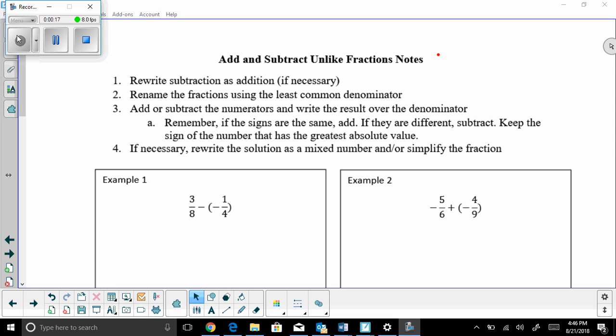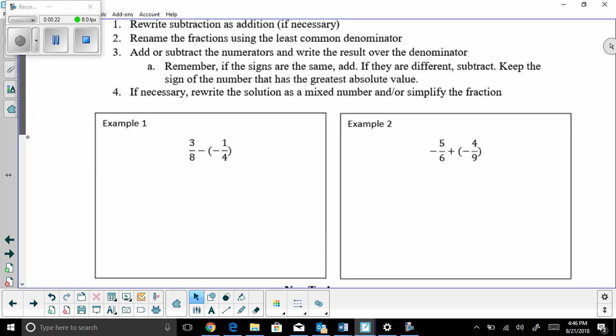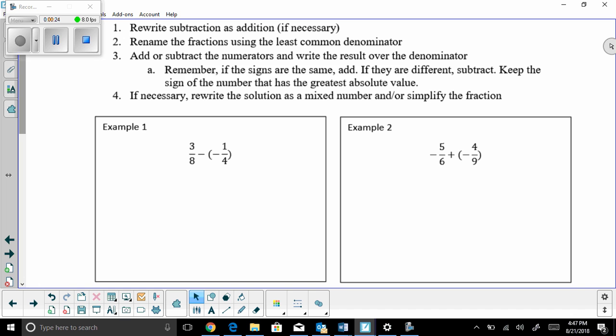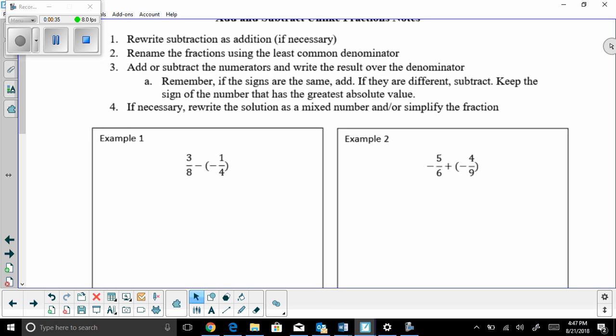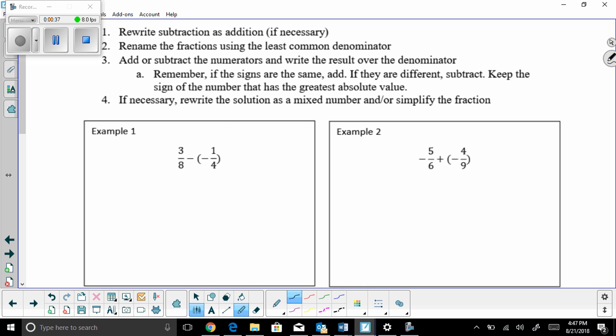It says rewrite subtraction as addition if necessary. For this problem, I do need to do that. Instead of 3/8 minus negative 1/4, I need to change it to adding the opposite, or keep change. So I'm going to write 3/8 plus, because I changed my subtraction, and I changed this negative 1/4 to a positive 1/4. So I rewrote subtraction as addition.